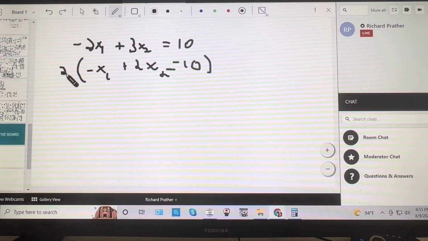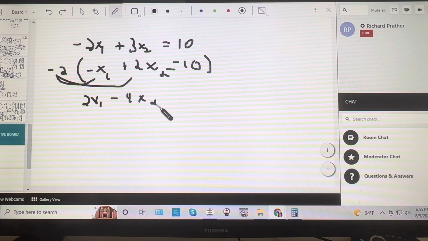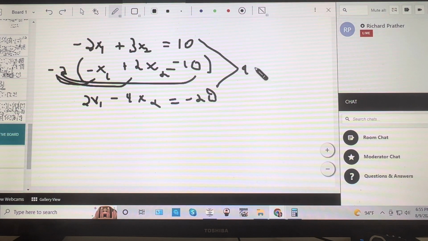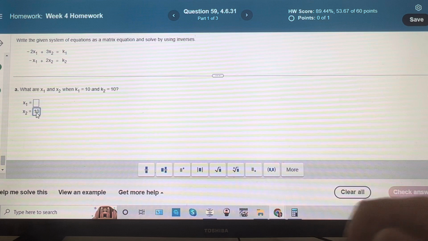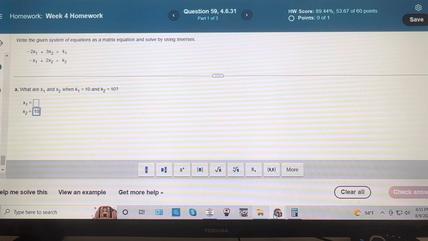I could multiply this by negative 2, because negative 2 times negative 1 would be positive 2. And then I would get negative 4 and negative 20. Add these two together. The 2 x1s would cancel. 3 minus 4 is negative 1 of those. And 10 minus 20 is negative 10. Divide by negative 1, x2 is positive 10. And that's just a coincidence that that 10 was the same as these 10s.